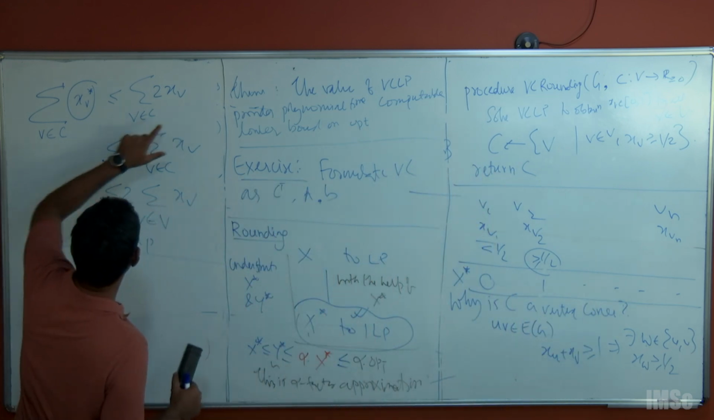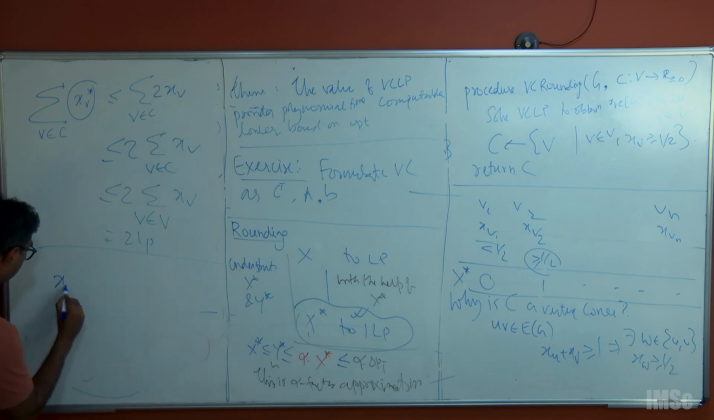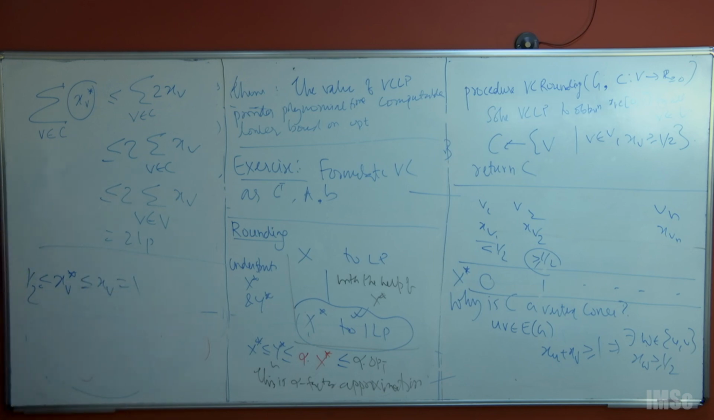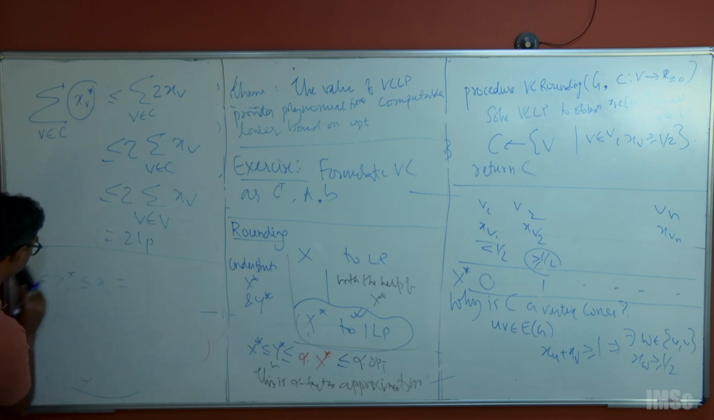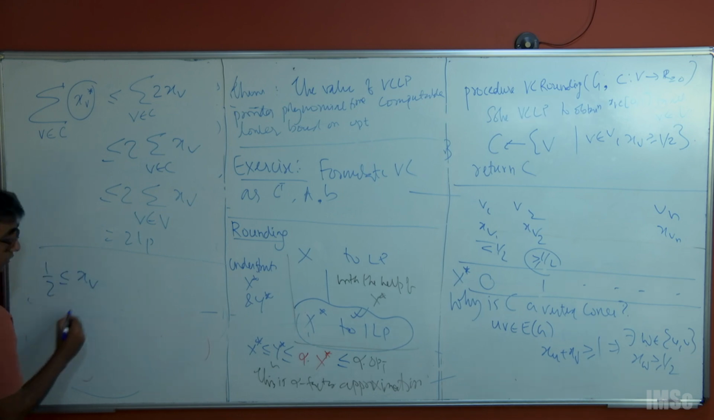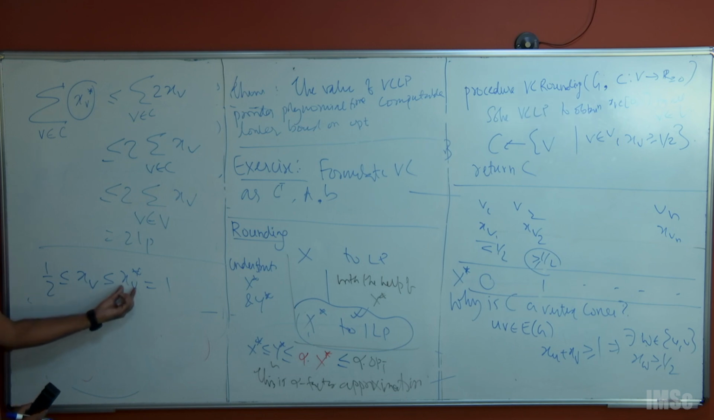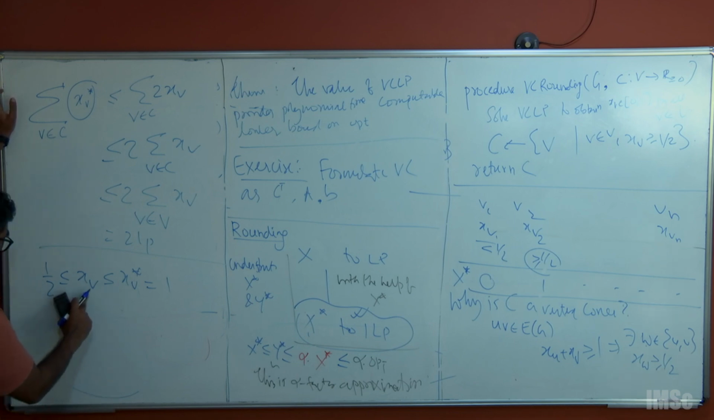So individually, I can say, what is the value of xv? Think of it this way: xv star is at least half, which is less than or equal to xv, which is equal to 1. So now you will automatically get a relation from here. This is what I know. So this implies that xv star, no, opposite. This is less than or equal to xv star, which is equal to 1. Is this correct? xv is at least half, which is less than or equal to xv star, which is equal to 1. Yeah, xv is at least half, no?